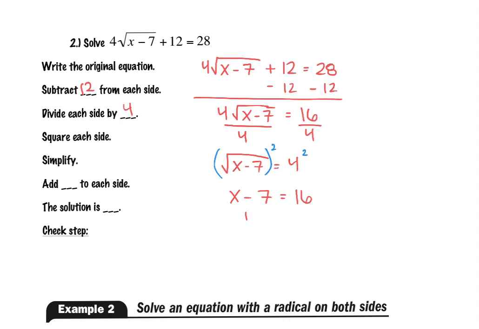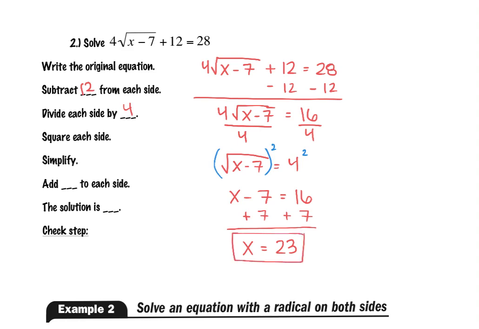And I just have one more step here to get x by itself, and that is to add 7 to both sides, which gives me x equals 23 as my solution.